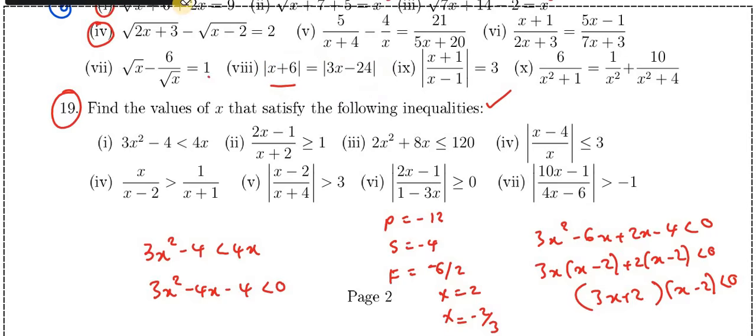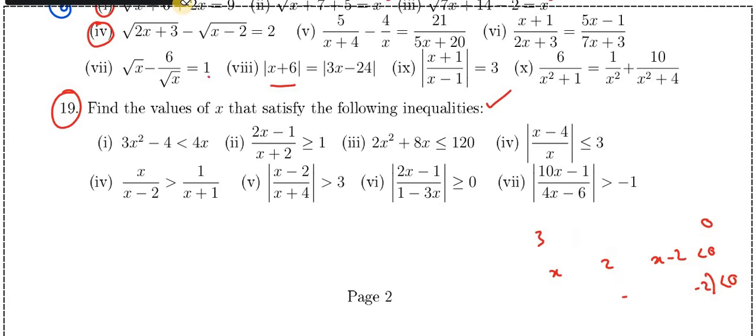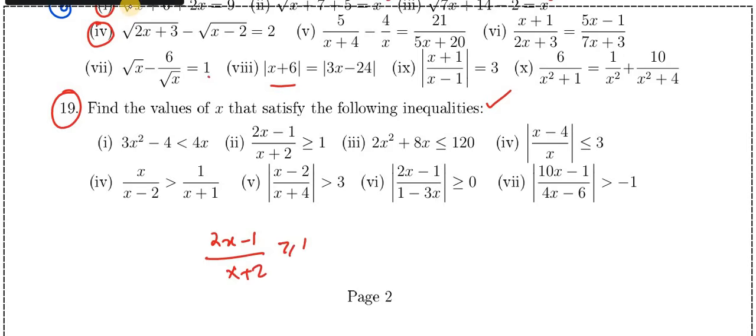That's how you even handle the third one. It's a quadratic as well. When you take the 1 to the left, then how we do the rest is by taking everything to the left. So like this one here, this is 2x minus 1, x plus 2 greater than or equal to 1. You take the 1 this side. This is going to be 2x minus 1, x plus 2 minus 1 is greater than or equal to 0.